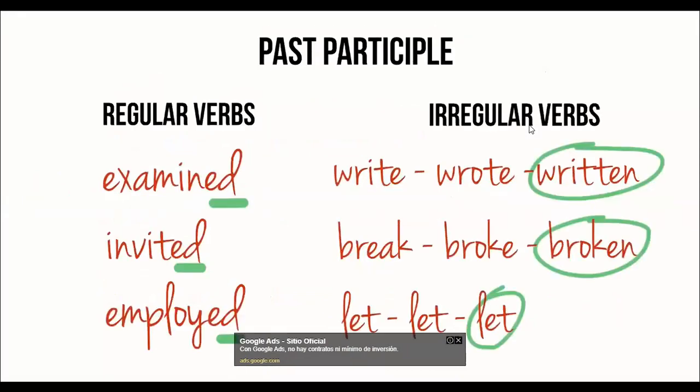And one more slide from the previous video. The past participle is a special verb form which we use to make other grammatical forms. So we can make the past participle from regular verbs, and in this case we use the ending ed. For example, examined, invited, employed, or from irregular verbs. And in this case, it's the third form of the verb in the chart. So here we have written, broken, and left. These are past participles.